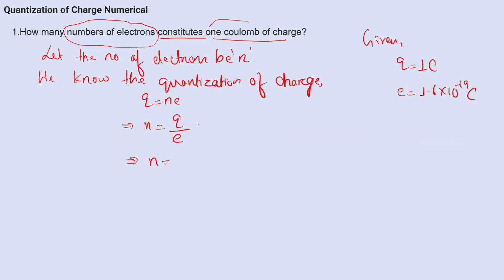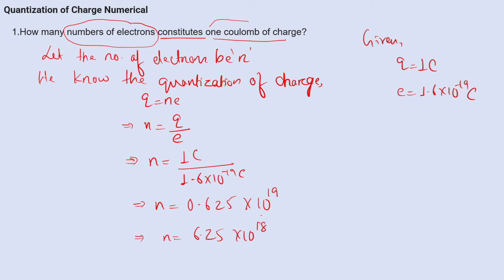When we substitute the values, the value of Q is 1 coulomb, and the charge of an electron is 1.6 into 10 to the power minus 19 coulomb. So n is equal to 1 divided by 1.6 into 10 to the power minus 19. When you divide 1 by 1.6, you will get 0.625 into 10 to the power 19 electrons, which can be further written as n equals 6.25 into 10 to the power 18, just taking the decimal one place ahead. This many electrons are required.